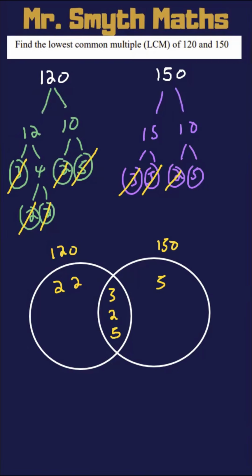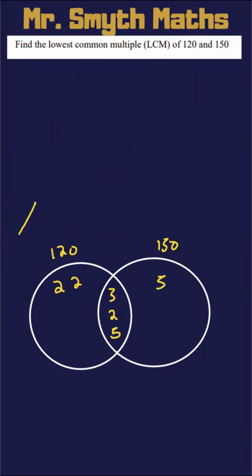So this is where we do the last thing. We're just going to clear my screen here. The last thing we do is, because it does say lowest common multiple, but I'm going to show you highest common factor as well. So let's start off with the highest common factor. The highest common factor goes like this. We're going to multiply every number which is inside the intersection.